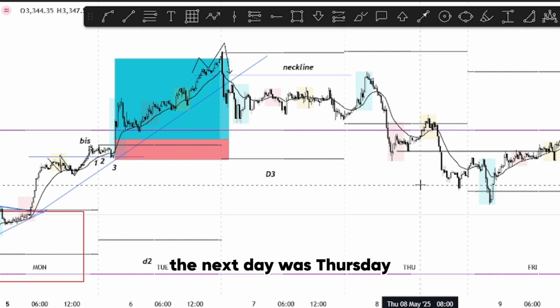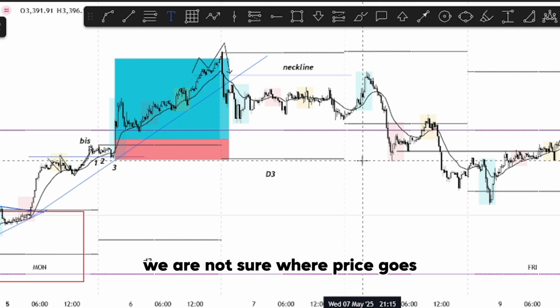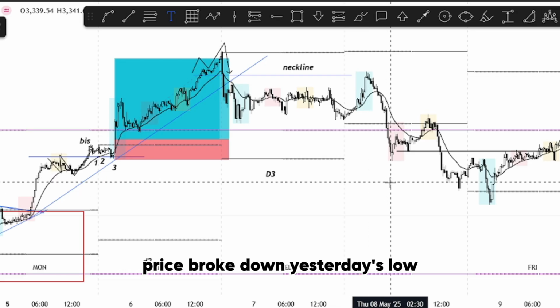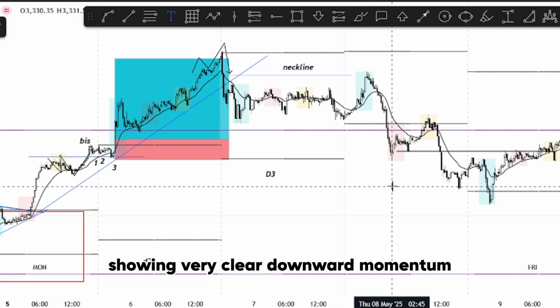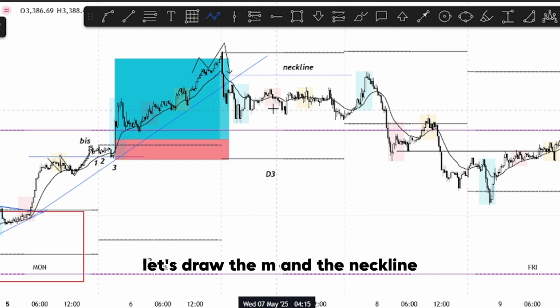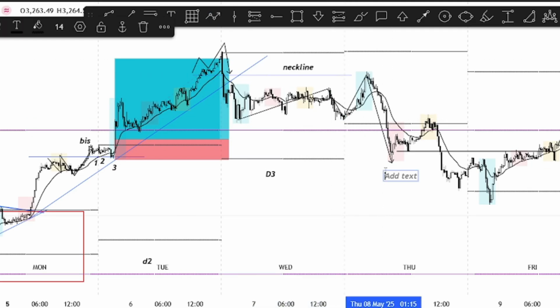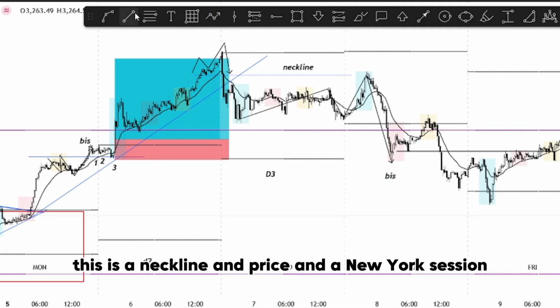The next day was Thursday. At the beginning of the day, we're not sure where price goes, but in the London session, price broke down yesterday's low, showing very clear downward momentum. Let's draw the M and the neckline. You can see this is the M. This is BIS. This is a neckline.